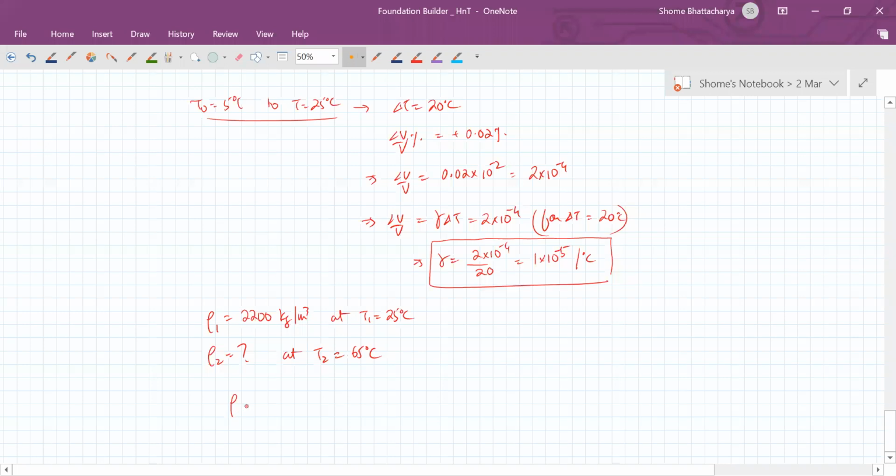So we'll use that relation, 1 minus gamma into delta T, where delta T is T2 minus T1. So you can see here delta T is 40 degrees C and gamma is this much.